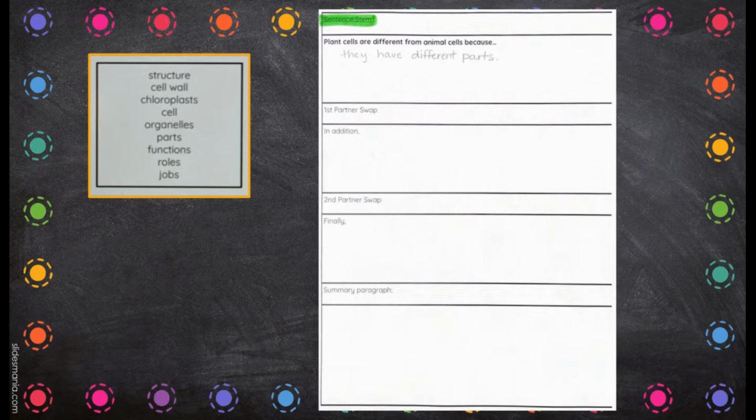They should not write as much as they can in their initial response. Just simply complete the sentence stem. More advanced students should be encouraged to use details and descriptive language in their response.